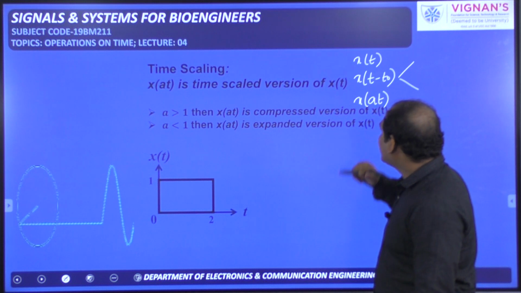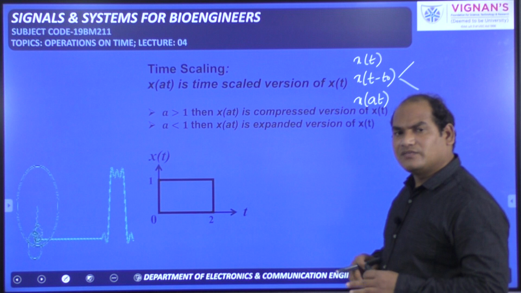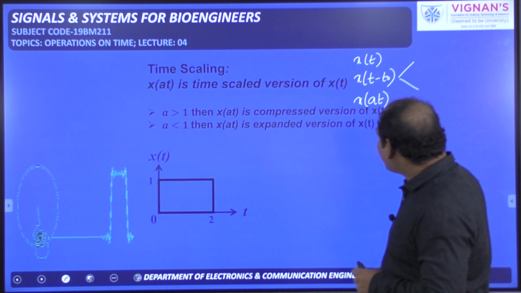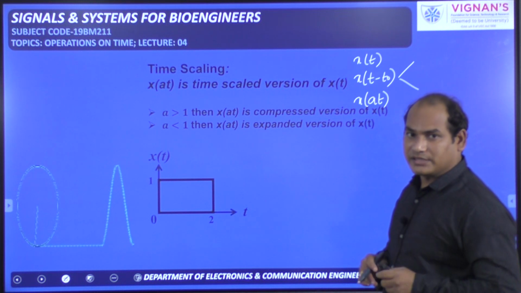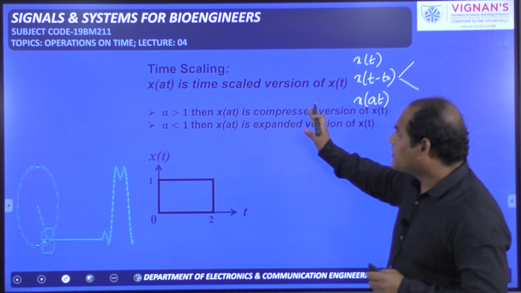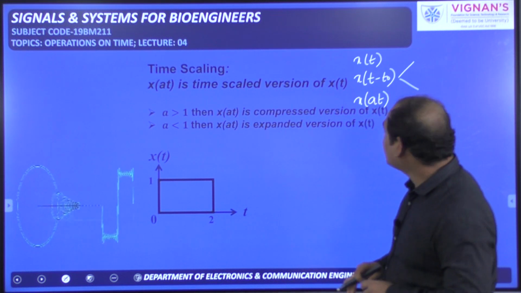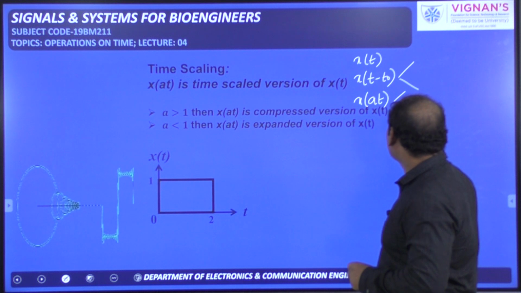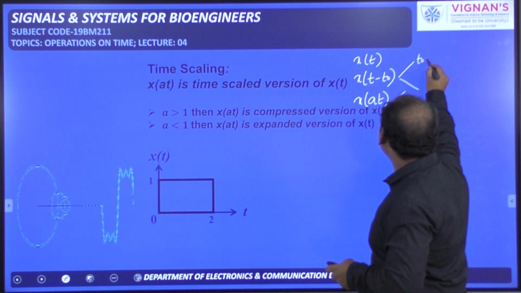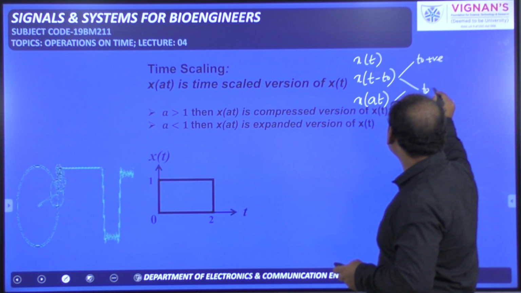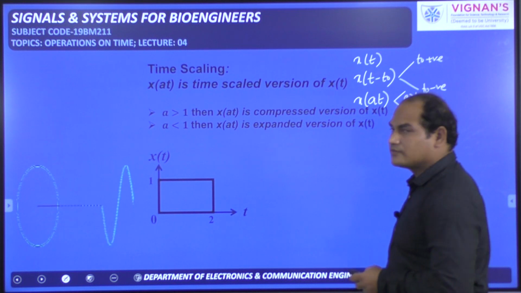If a is greater than 1, the signal will be compressed. And if a is less than 1, the signal will be expanded, but amplitude will not be affected. As I said, all these operations are on time but not on amplitude, so amplitude will not be affected. So in this case we have two cases: a greater than 1 and a less than 1.